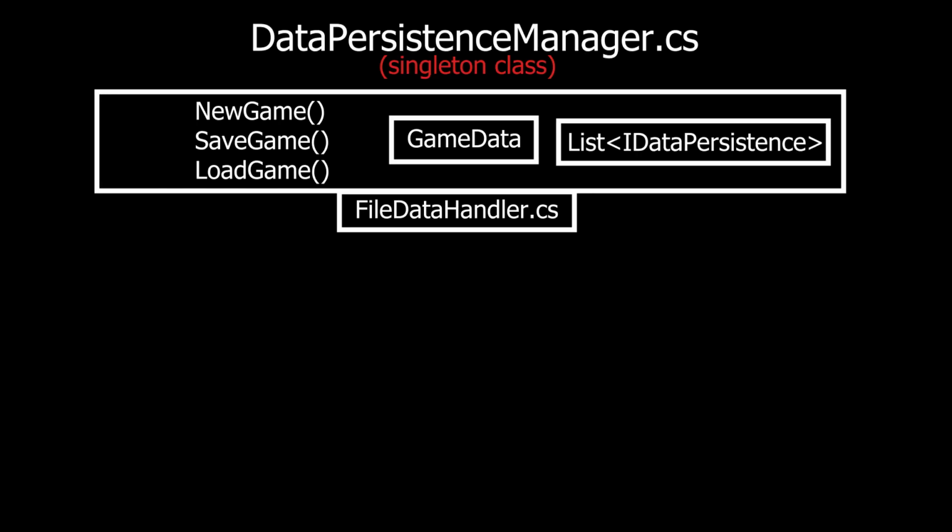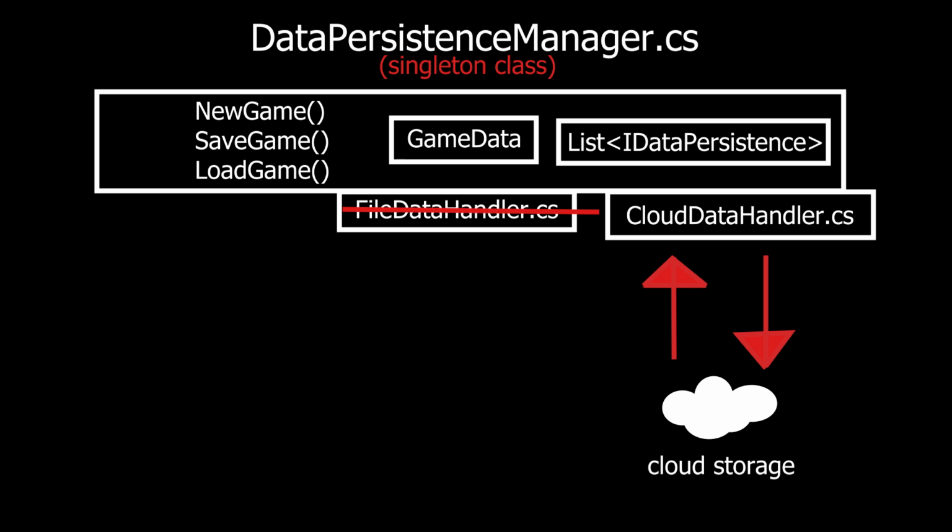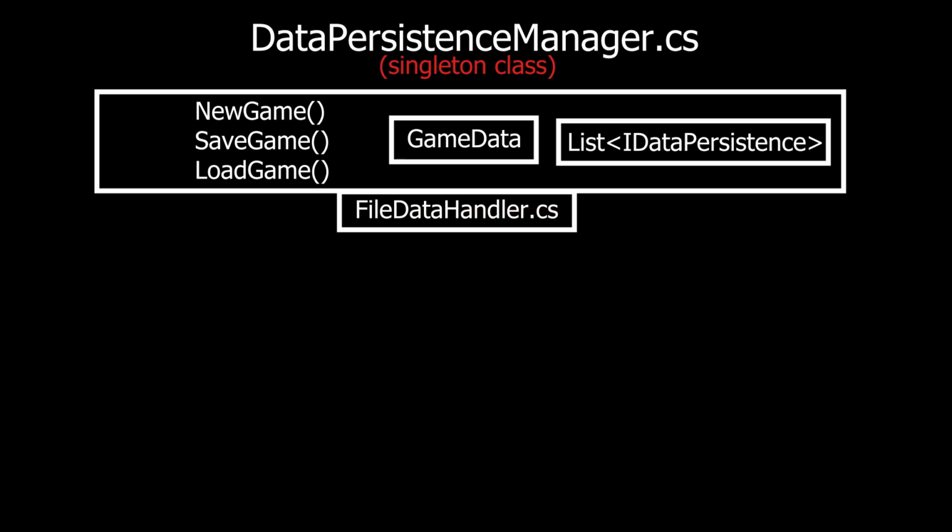And just to note, the main advantage to having the data handler somewhat separated out like this is that if we ever want to change our method of storage, for example, maybe we need to save to the cloud instead of to a file, we just need to write a different data handler and then the rest of our system is mostly unaffected. So just to cement how this is going to work, let's run through a quick example.